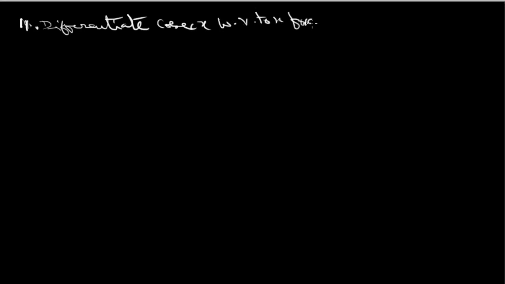We shall take the next trigonometric expression, the last trigonometric expression, to differentiate from first principles. That is, the last one is: differentiate cosecant x with respect to x from first principles.